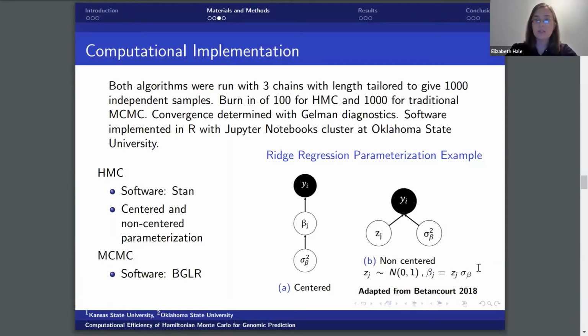So Stan gave us the option of choosing between these 2 parameterizations, whereas BGLR only had the option of the centered parameterization. For HMC, we went ahead and tested both parameterizations. There are differences in computational efficiency. However, the numerical results for both of these wound up being exactly the same. So any numerical results you see from here on out are going to be from the centered parameterization for HMC.